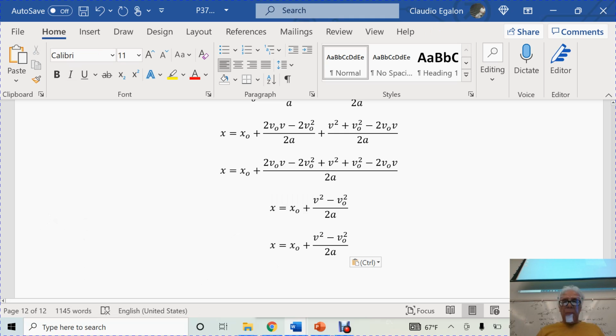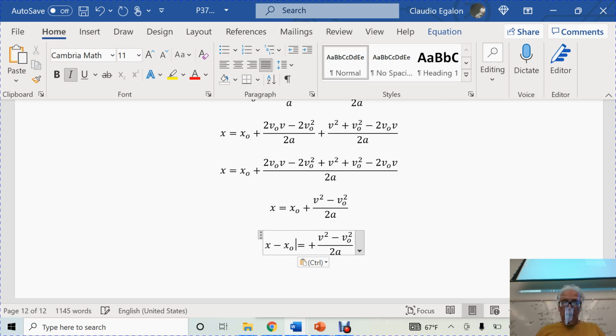We usually write this equation in the following way. We pass the x naught to the other side. Subtract x naught from both sides. Right? Multiply both sides by 2a.